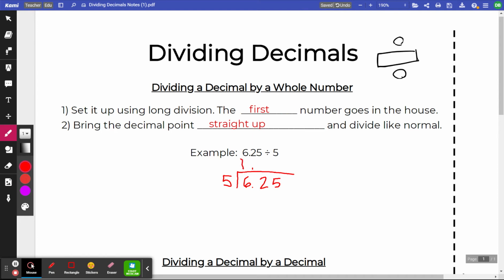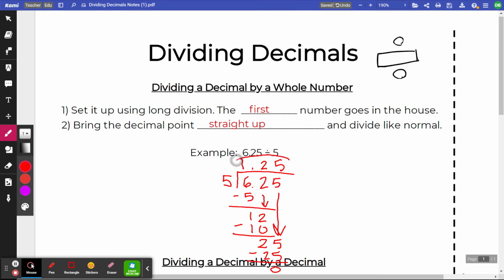Sorry, my handwriting is a little sus. 5 times 1 is 5. 6 minus 5 is 1. Bring down the 2. 5 goes into 12 two times. 5 times 2 is 10. And 12 minus 10 is 2. Then I'm going to bring down the 5. Now we got 25. So 5 goes into 25 exactly 5 times. 5 times 5 is 25. And 25 minus 25 is 0. That's how you know you're done.